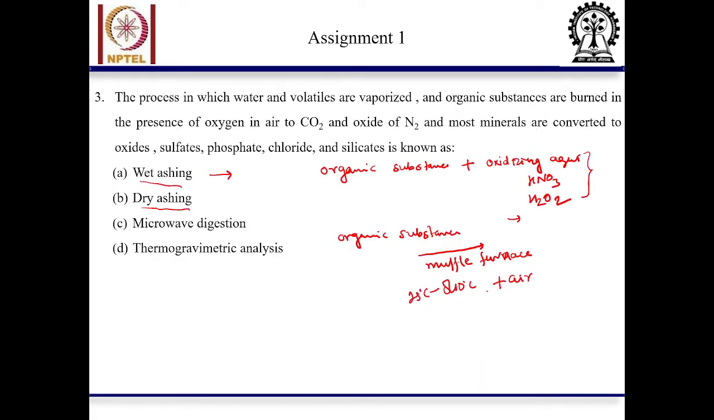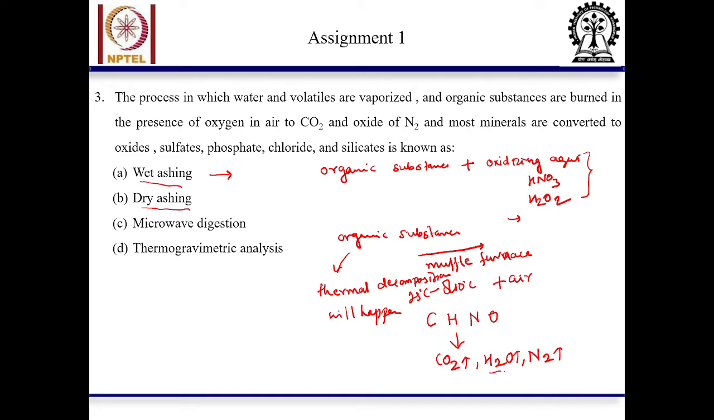Thermal decomposition will happen. Our organic substance has carbon, hydrogen, nitrogen, and oxygen. Carbon will go to carbon dioxide, hydrogen will go to water, and nitrogen will evolve as N2 because we are completely decomposing this.